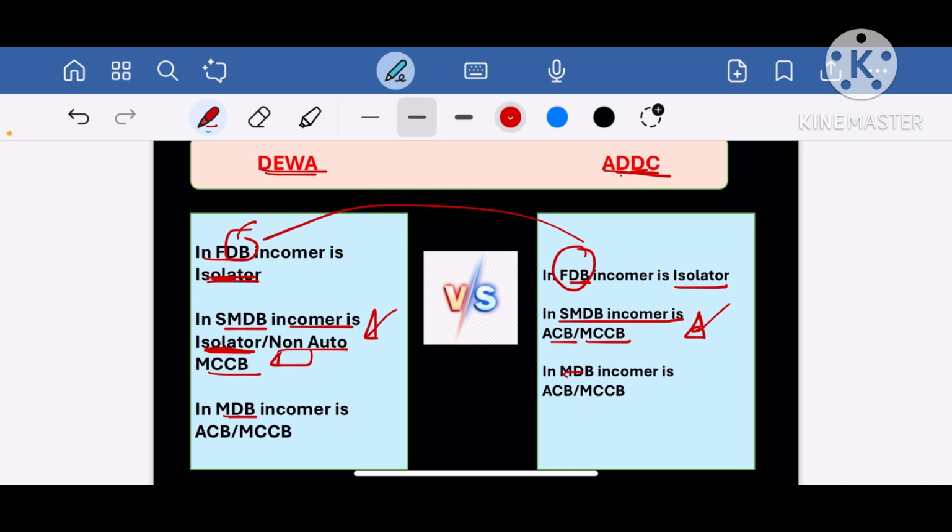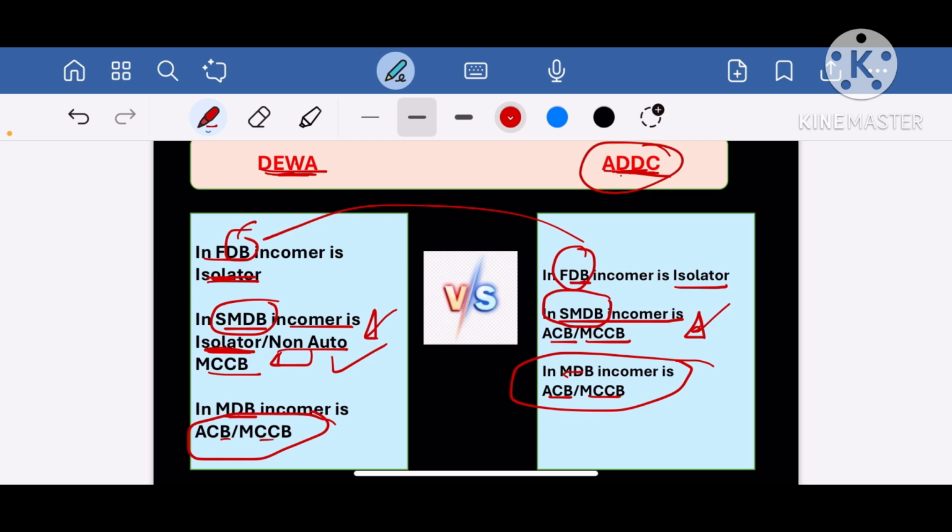Okay, now let us move to the MDB case. In MDB case, DEWA and ADDC regulation, the incomer of MDB must be breaker, that could be ACB or MCCB. In case of ADDC also, the MDB incomer must be breaker, that could be ACB or MCCB. So what is the difference between DEWA and ADDC? It lies in the incomer of SMDB. In case of DEWA, it should be isolator or non-auto MCCB. In case of ADDC regulation, it must be breaker.